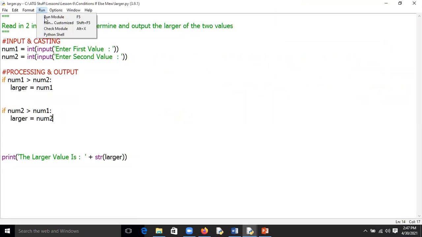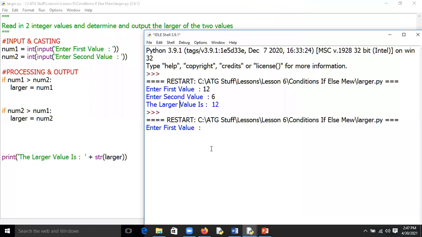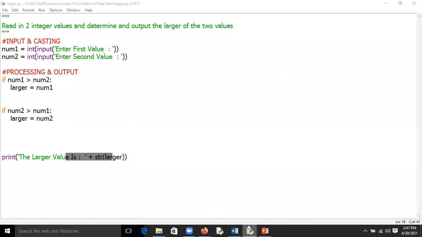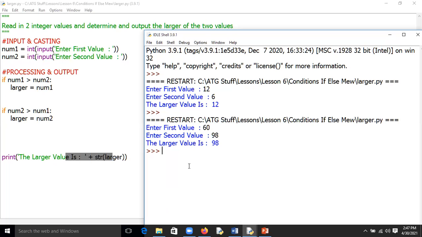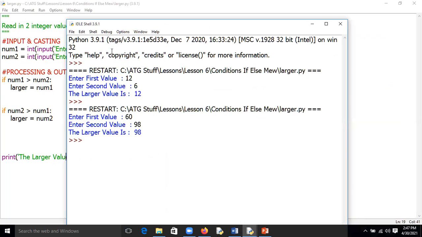Okay, let me show you one more time. We're going to enter our other two values. I'm going to enter 60 and 98, and it's going to output 98. I did want to point out to you that when we convert everything and display, you'll notice that it's all blue. That means those are strings. All right? Okay, so simple program to check which is the larger value.